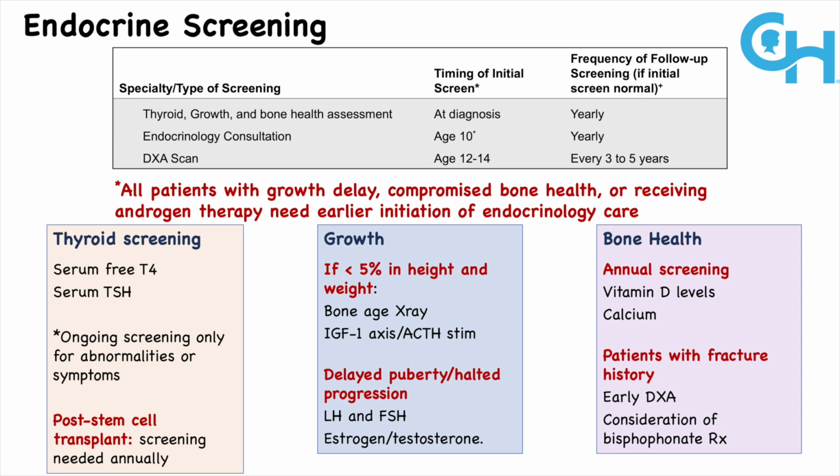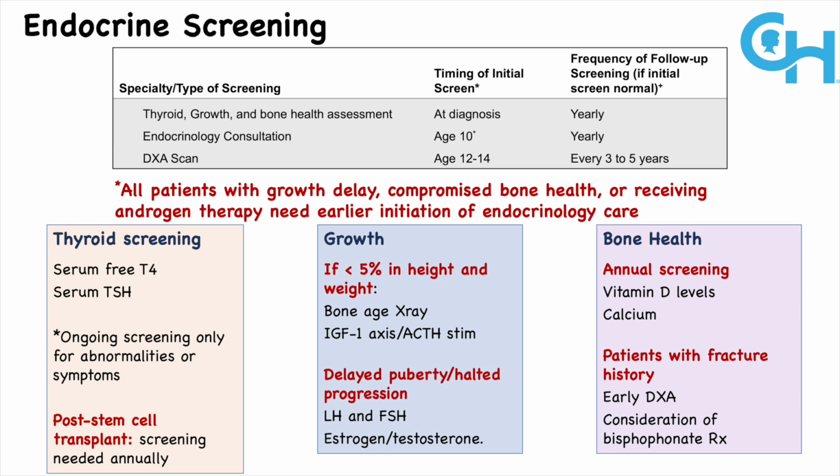delay or compromised bone health parameters or who are receiving androgen therapy need earlier initiation of endocrinology care. And then a DEXA scan, which is a measure of bone density. We recommend starting those at the onset of adolescence and continuing those every 3 to 5 years if the initial screening is normal. A couple of other things from this, on the left here, on the bottom, thyroid screening, those are the tests that we send.